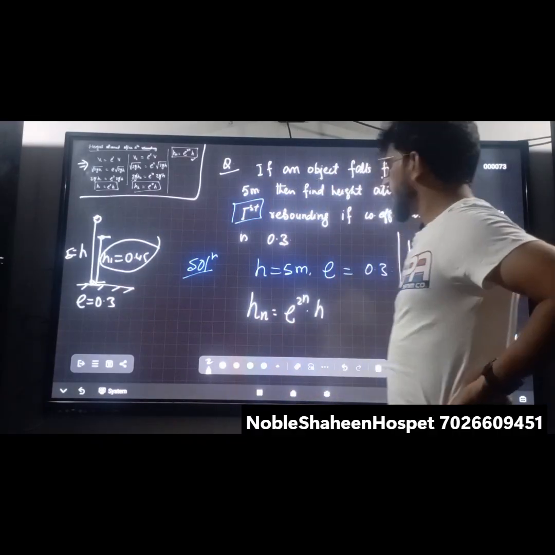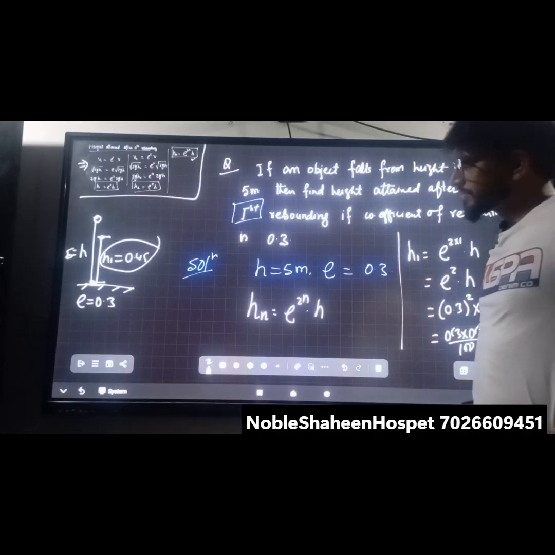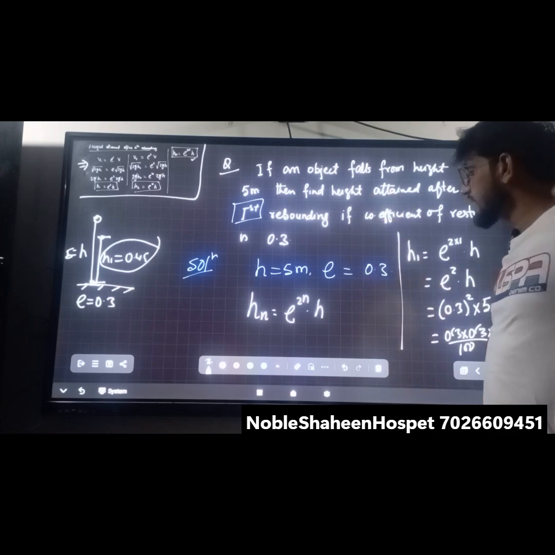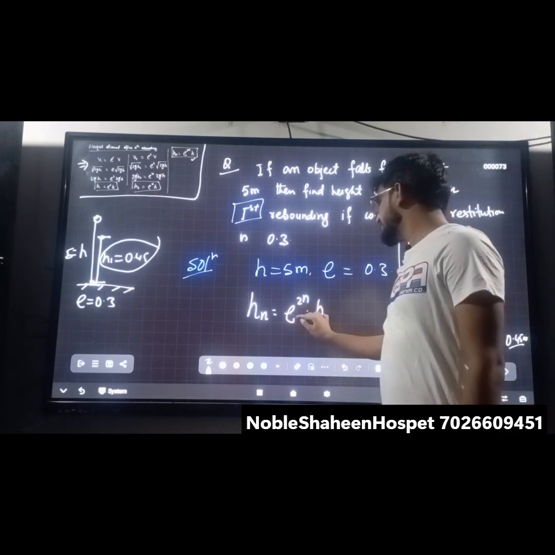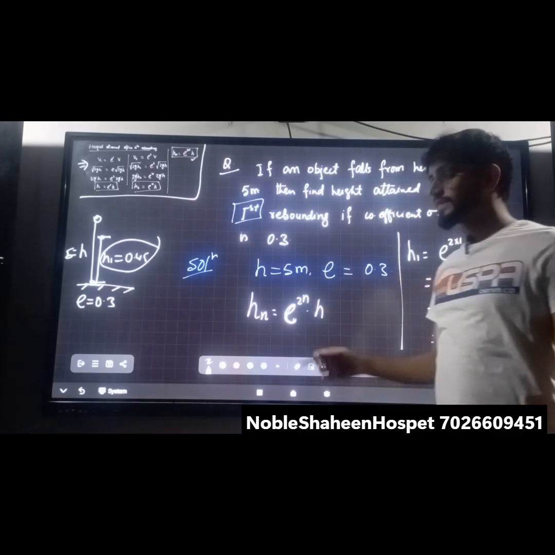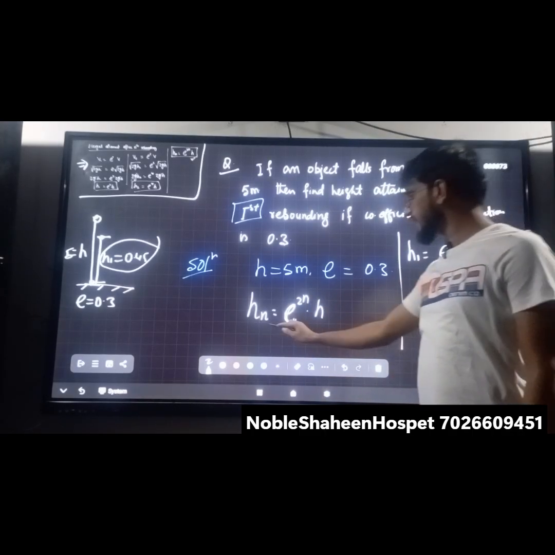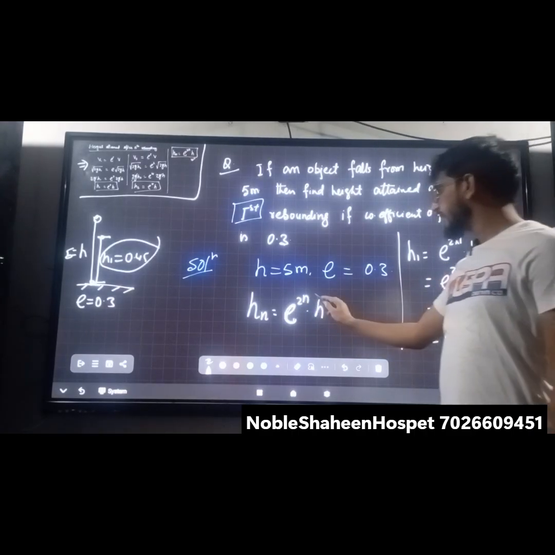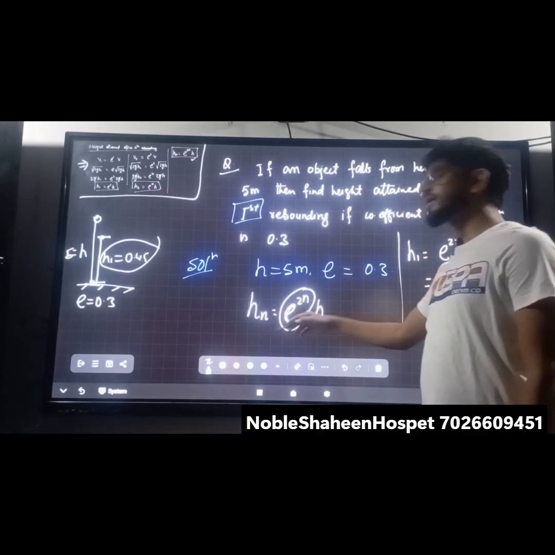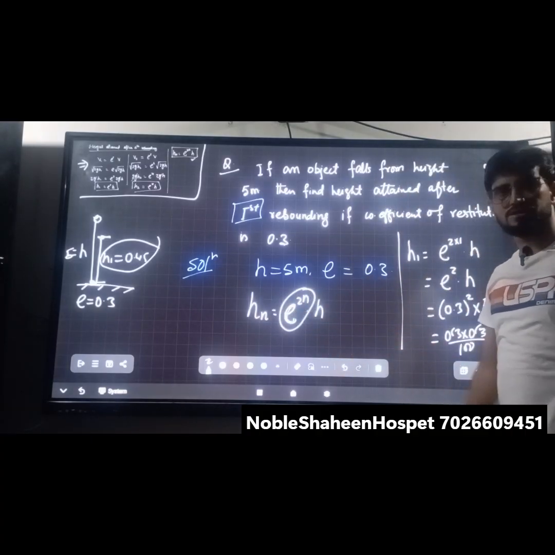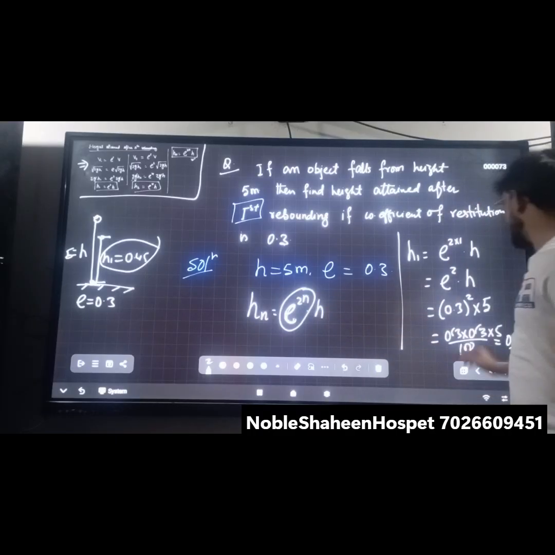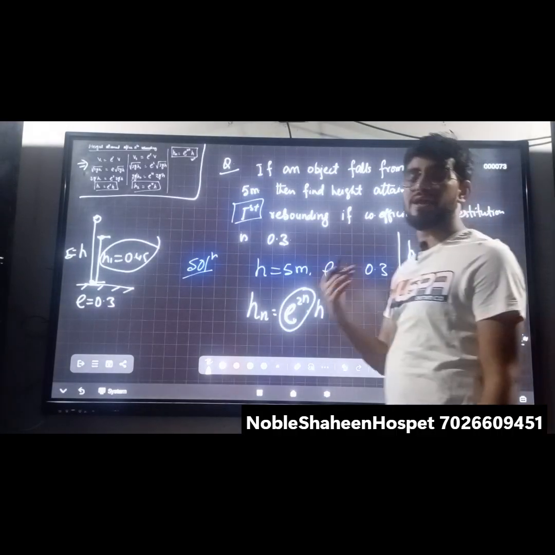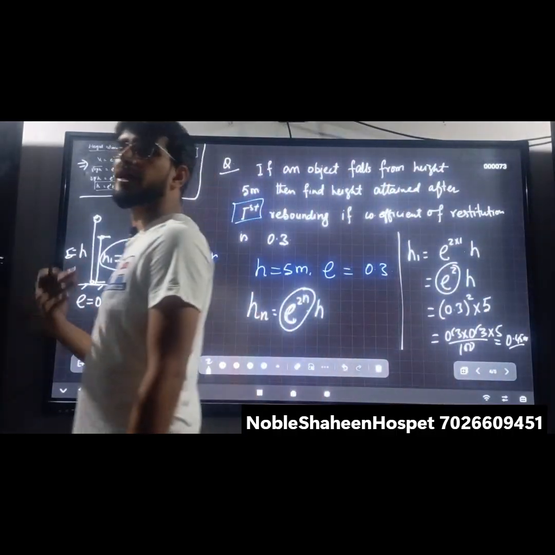Now if it were an elastic collision, then how much height will it attain? For an elastic collision the coefficient of restitution e is 1, so we can say Hn is equal to e to the power 2n into h, that means 1 to the power 2n into h, and this whole will be 1, so after nth rebounding it will attain a height of h. That means if e is equal to 1, then it will attain the same height as it had before, जो इसके पास जितना पहले था उतना ही height it will attain.